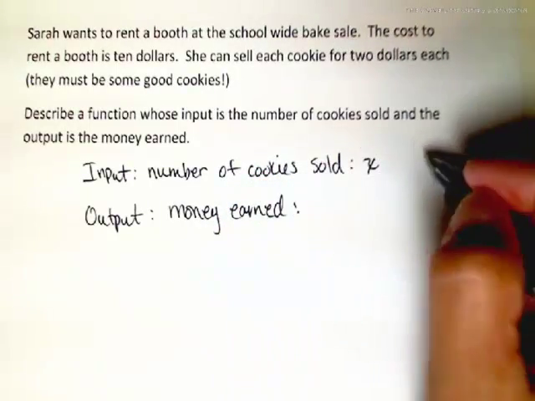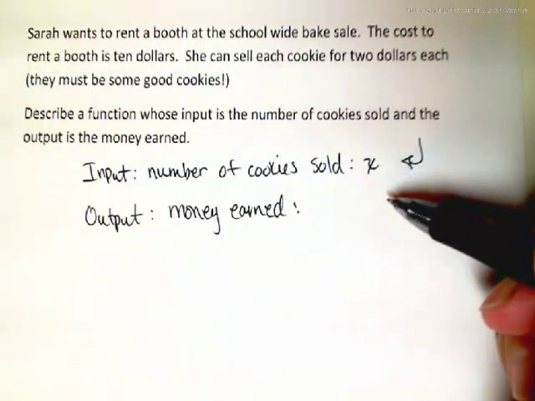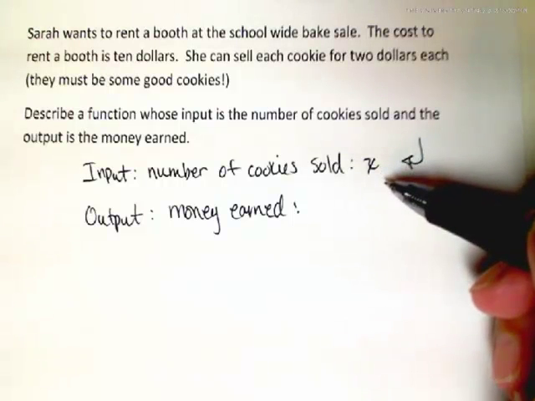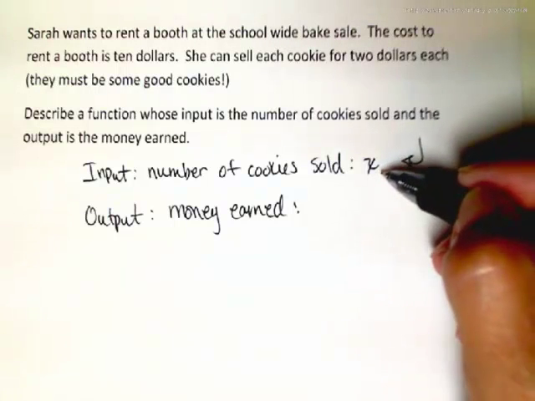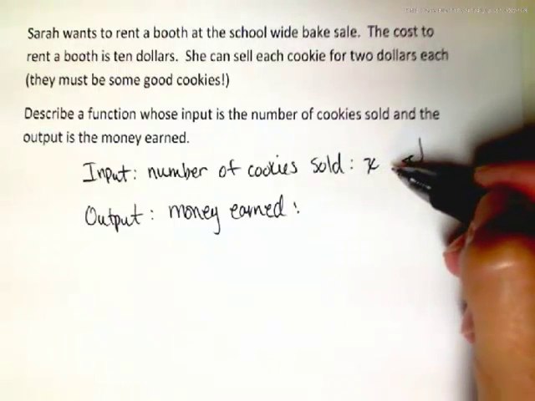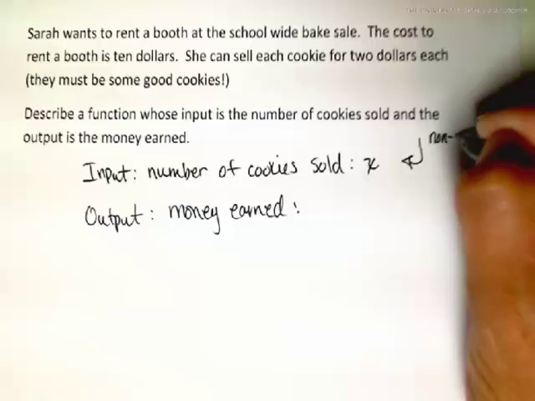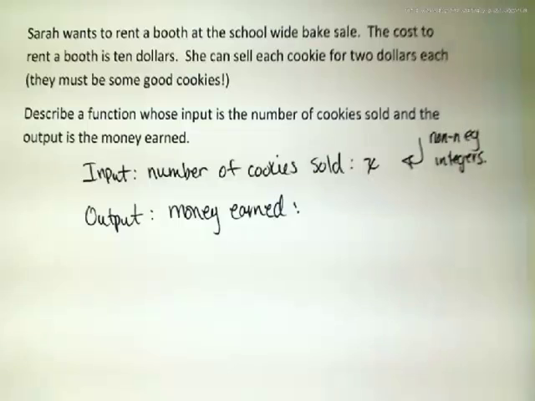Now let's see if we can figure out a rule for that. But before we do, let's talk about the input here. If we're talking about number of cookies sold, does it make sense for x to be negative? It does not. It doesn't make sense to sell a negative number of cookies. Does it make sense for x to represent a non-integer value? For example, 1/2. Can we sell half of a cookie? It doesn't really make sense. We can sell no cookies, so x equals 0 is a valid input. So what we should say here about our input is that we have non-negative integers. That makes sense in this problem.